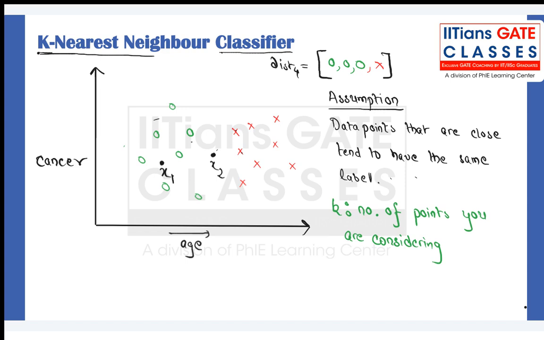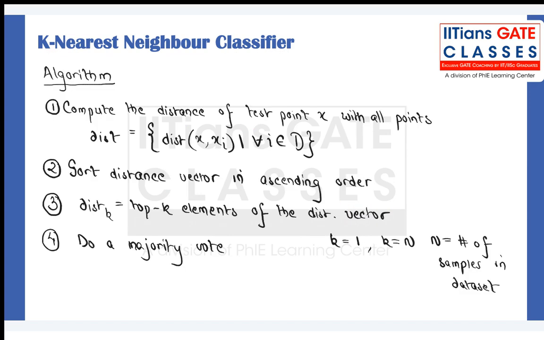Okay, so then the next one is a simple algorithm for how you can do this machine learning process. Let's say you want the algorithm to predict for x, which is a data point x, what class it should belong to. First, you compute the distance of x with all the points in the data set, which means I consider a distance vector, let's call it dist, that consists of the distance of x with each point xi for all i belonging to the data set. Then I sort the distance vector in ascending order, take the top k elements from the distance vector, and then do a majority vote.